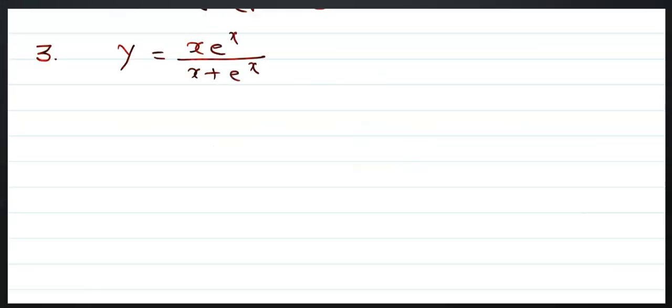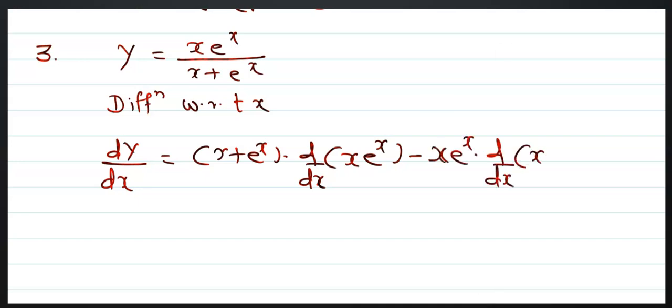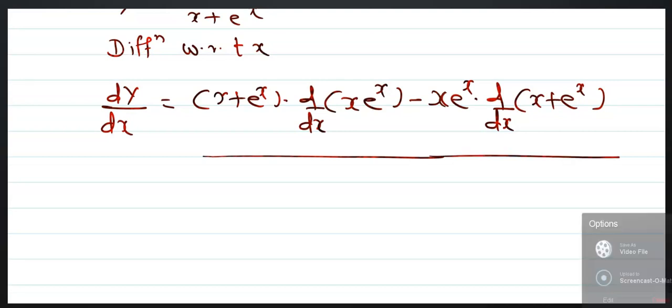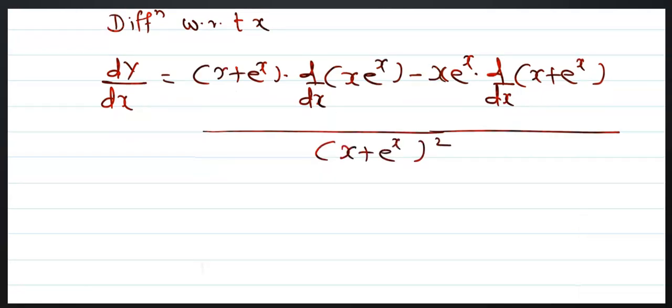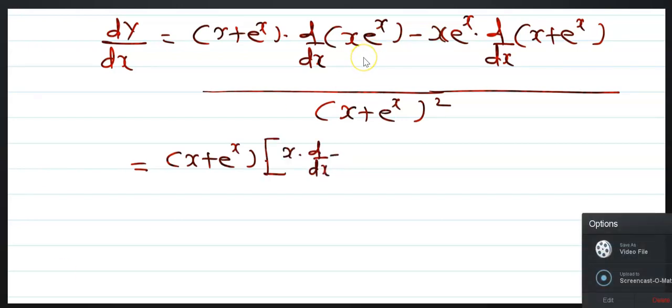Now I'm repeating again this, that is y is equal to x into e raised to x upon x plus e raised to x. Differentiate with respect to x. dy by dx is equal to, this is the first, that is x plus e raised to x into d/dx of x into e raised to x minus x into e raised to x into d/dx of x plus e raised to x upon x plus e raised to x bracket square. Now we will apply here the product rule.